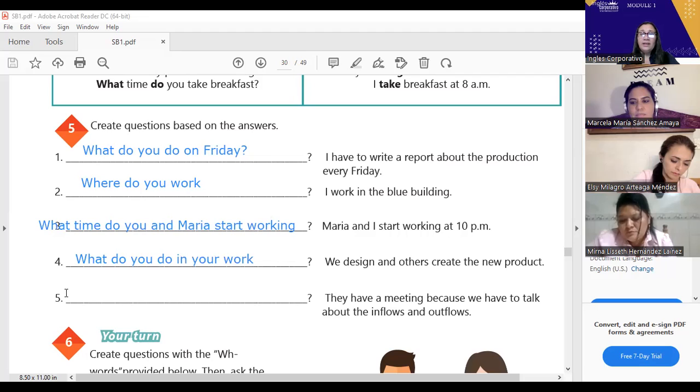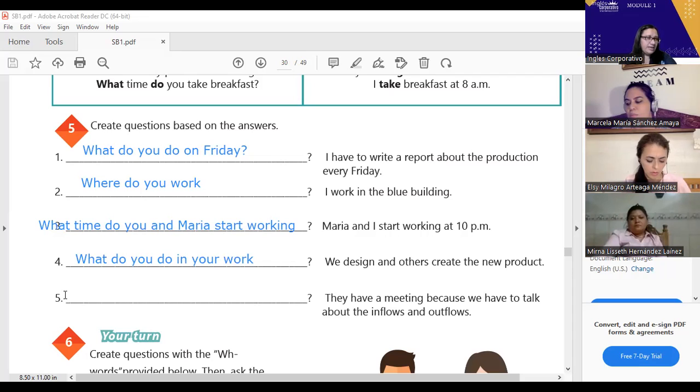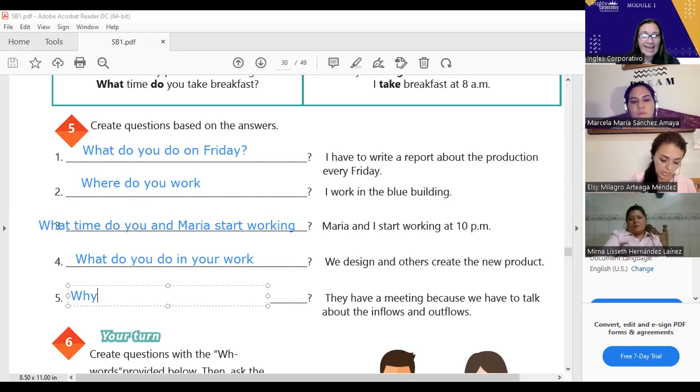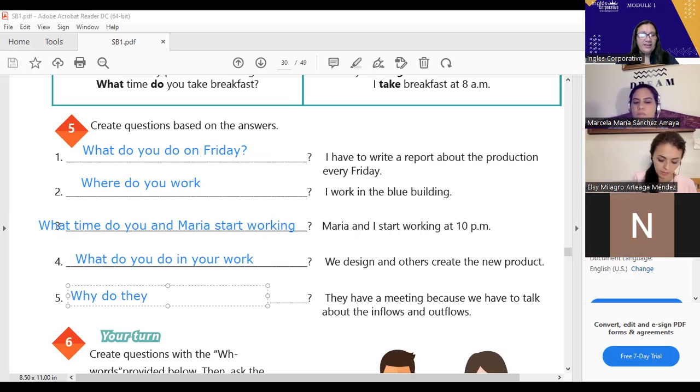Okay. They have a meeting because we have to talk about the inflows and the outflows. How do they discuss the inflows and the outflows? Eso podría ser. ¿Cómo hacen para discutir los ingresos y egresos? They have a meeting. Pero si la razón es, tienen un meeting porque necesitan discutir, por ahí descubrieron que sería why. Why does el cuadro no está, pero yo les dije why. Ese es por qué. Why do they have a meeting?